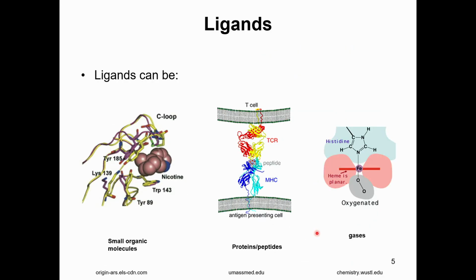So ligands can be all types of things. They can be small organic molecules. And there are many endogenous ligands that are small organic molecules. But they can also be drugs. In this case, here is nicotine binding to a receptor. And you can see in a space-filling model what that interaction looks like. But ligands can also be proteins or peptides.